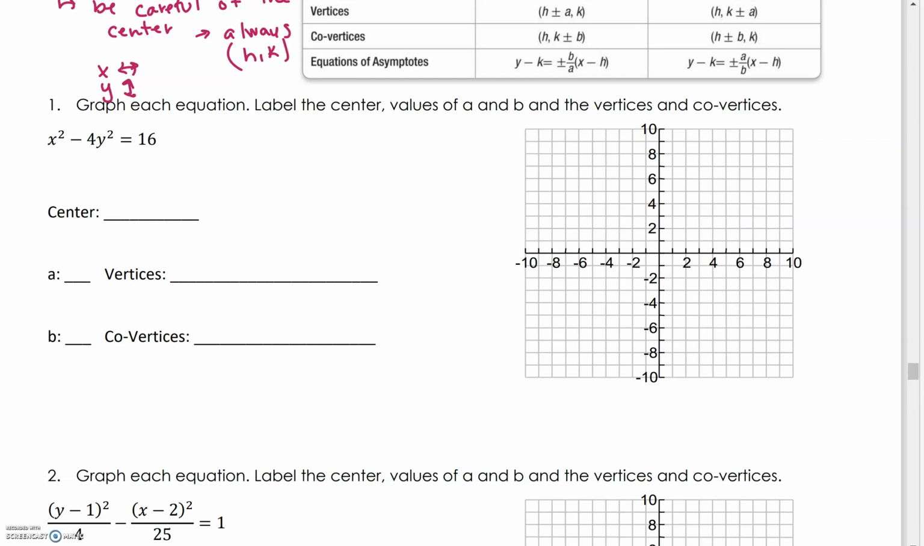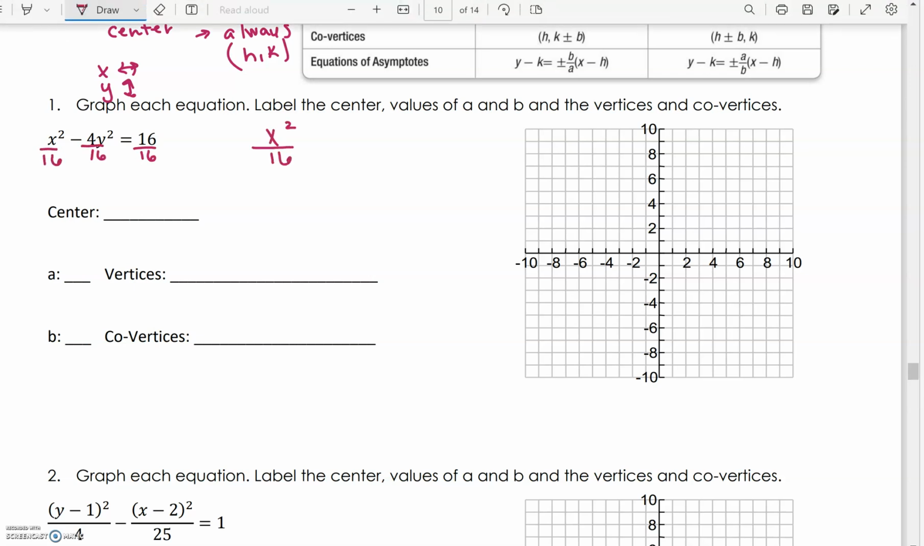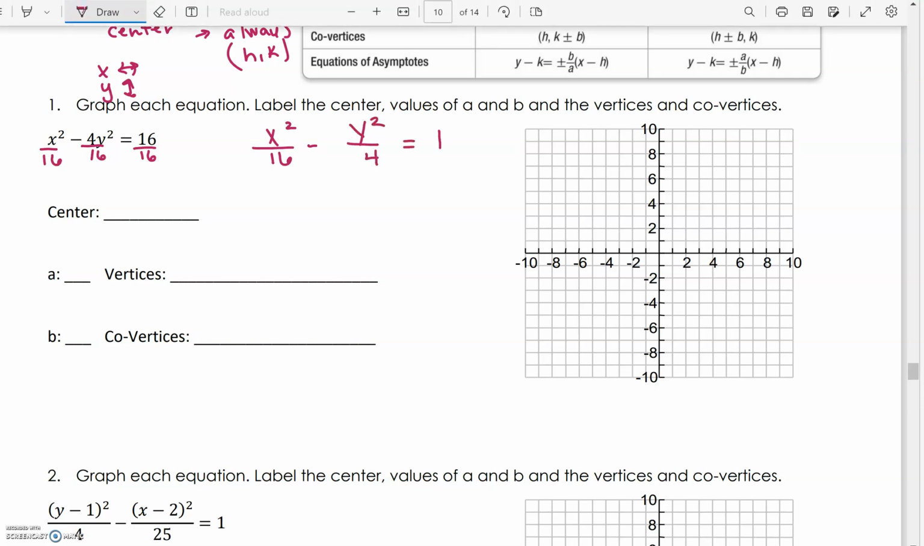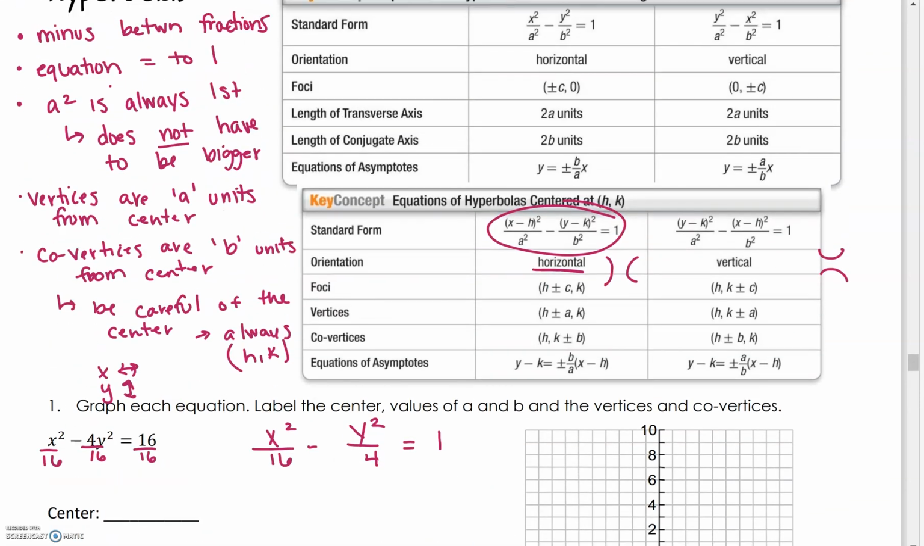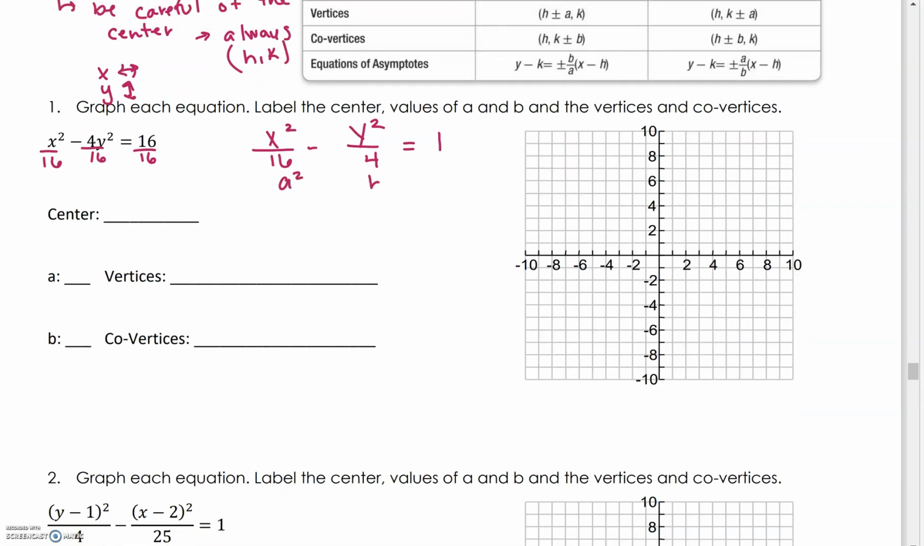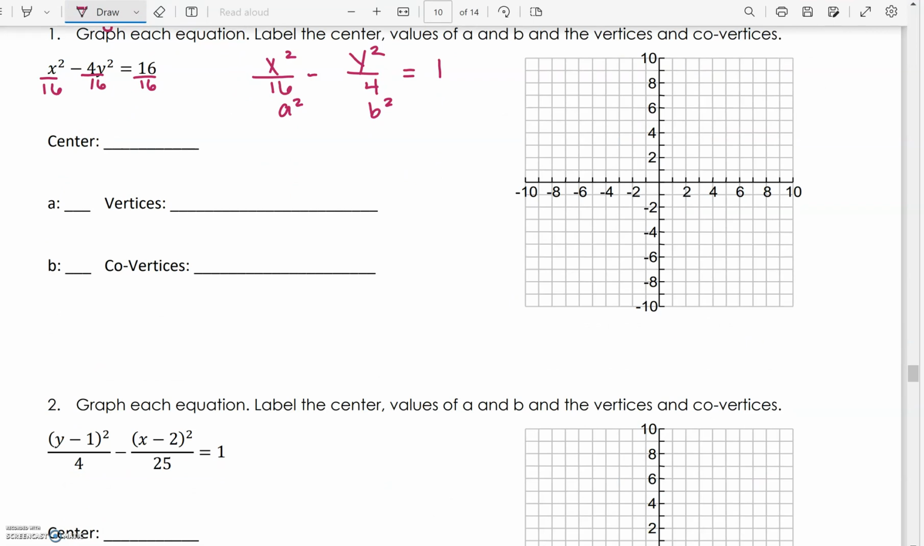So at our center here, this one is going to be 0, 0, because we don't have any numbers behind our x or behind our y. But we need to get it into that form where we have this equal to 1 before we can really see our a squared and our b squared on the bottom. So this has to divide by 16 and 16 and 16. So we actually have x squared over 16 minus y squared over 4 is equal to 1. And remember back up here when we wrote that a squared is always first. Doesn't have to be bigger. So this is my a squared. This is my b squared. And it goes with the x.